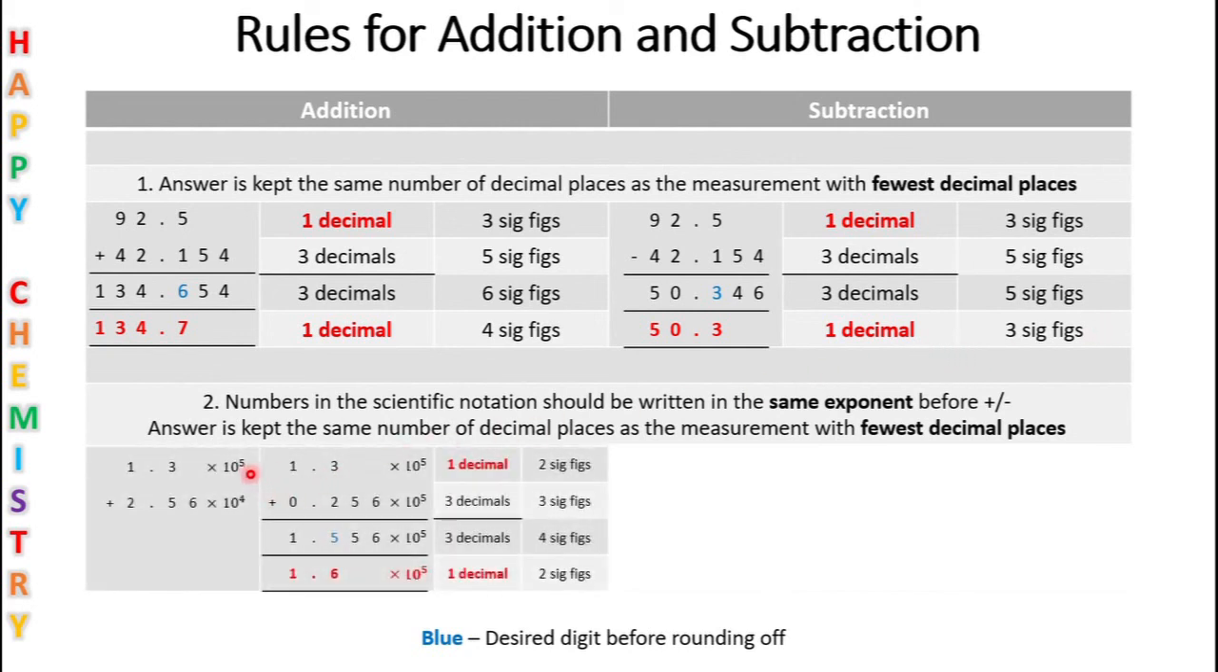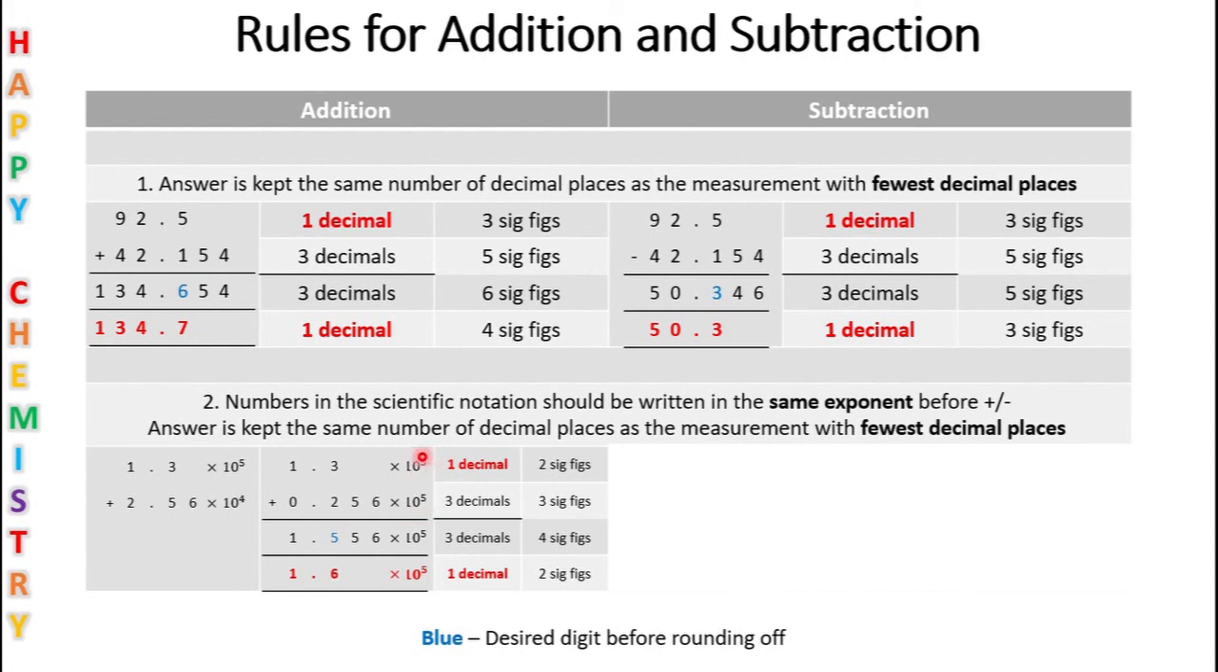1.3 into 10 to the power 5 is added to 2.56 into 10 to the power 4. You can see these two numbers have two different exponents, 10 to the power 5 and 10 to the power 4. First, we will convert them to a single exponent. Here, I have converted 2.56 into 10 to the power 4 into 0.256 into 10 to the power 5. Now both numbers have the same exponent.